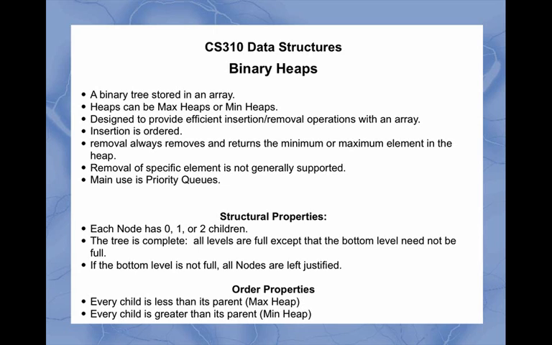So there are two properties we want to look at, structural and ordering. With the structural properties, each node has 0, 1, or 2 children. This is the same as a binary search tree structural property. The tree is complete. All levels are full except for the bottom level, which need not be full. And if that bottom level is not full, then all nodes are left justified. Then we have the order properties. Every child is smaller than its parent for max heap, and every child is greater than its parent for min heaps.